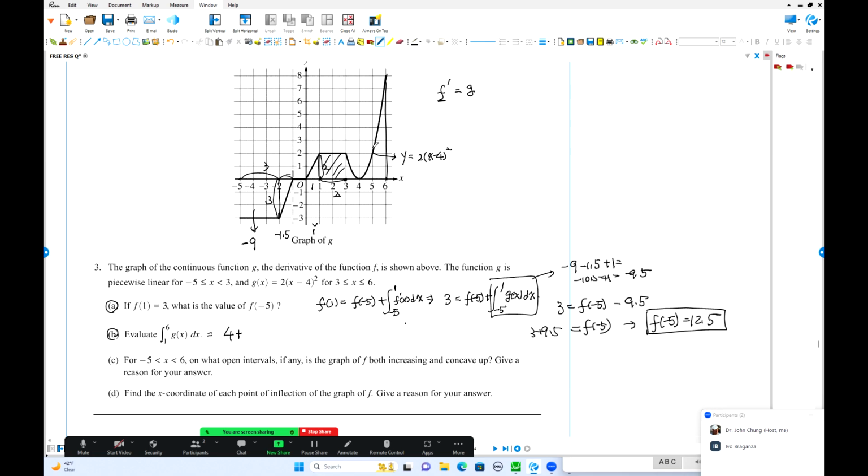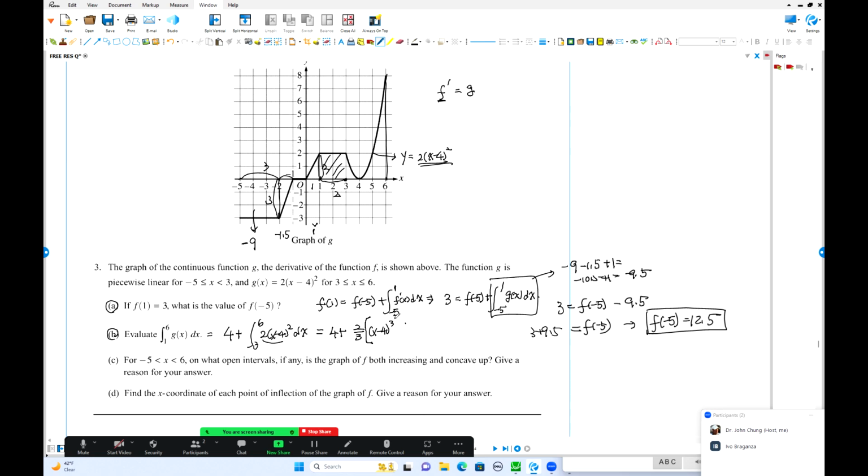But 3 to 6, we're going to follow this one, okay? 3 to 6 equals how much? The graph is given: the integral of 2 times (x minus 4) squared dx. Are you okay with this? Yeah. So you're going to find this one. 4 plus, the antiderivative is 2 over 3 times (x minus 4) cubed. Okay? Take this integral.